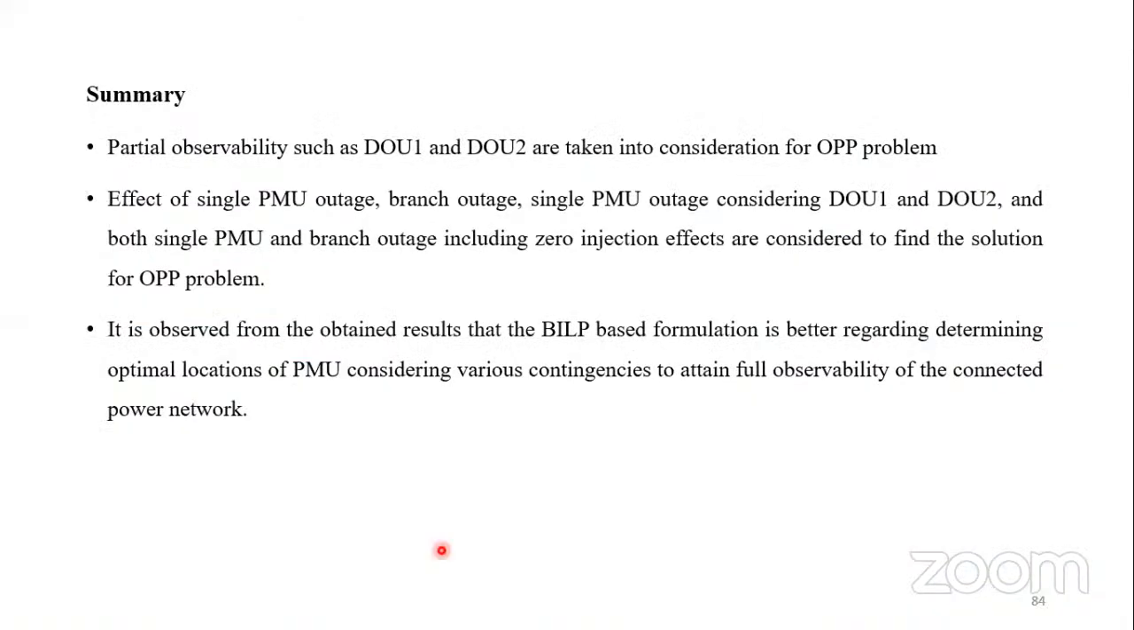So in this topic, we have to talk about partial observability, that is DOU1 and DOU2, and I have shown you some mathematical models of how we can formulate the problem of DOU1 and DOU2 and how we can solve it. We have taken some important constraints, that is single PMU outage and branch outage, and we have considered both together in order to find out the effect on solutions for the OPP problem.